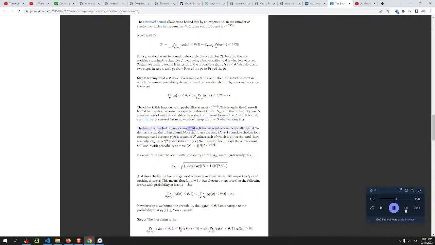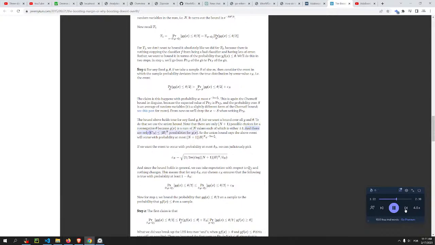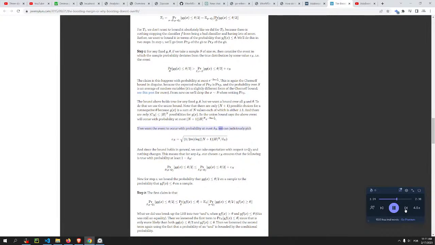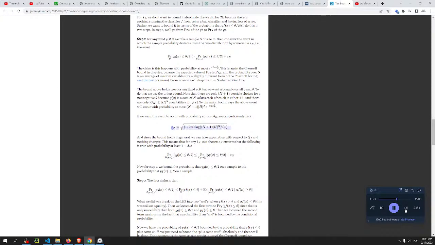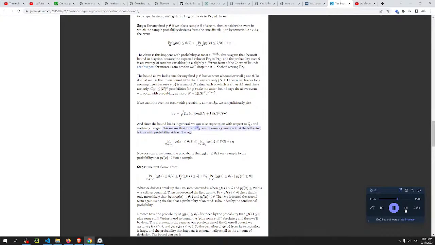The bound above holds true for any fixed g and theta, but we want to bound over all g in C_n and theta. To do that we use the union bound. Note that there are only n plus 1 possible choices for a non-negative theta, because g(x) is a sum of n values each of which is either plus or minus 1. And there are only |C_n| less than or equal to |H|^n possibilities for g(x). So the union bound says the above event will occur with probability at most (n+1)|H|^n e^(-2m epsilon_n^2). If we want the event to occur with probability at most delta_n, we can judiciously pick epsilon_n. And since the bound holds in general, we can take expectation with respect to Q_f and nothing changes. This means that for any delta_n, our chosen epsilon_n ensures that the following is true with probability at least 1 minus delta_n: Pr_D.